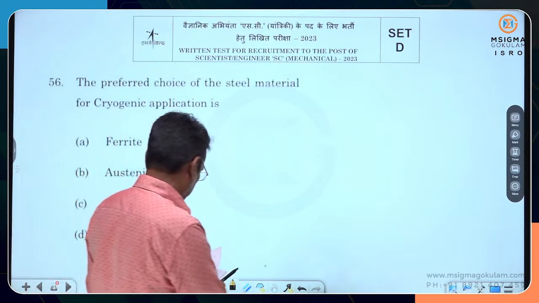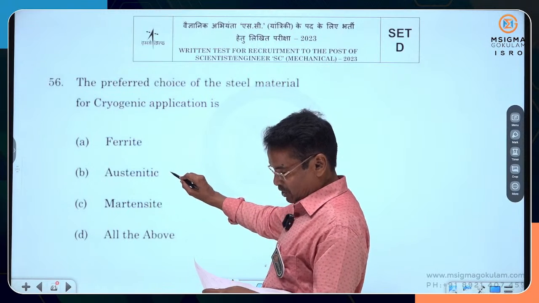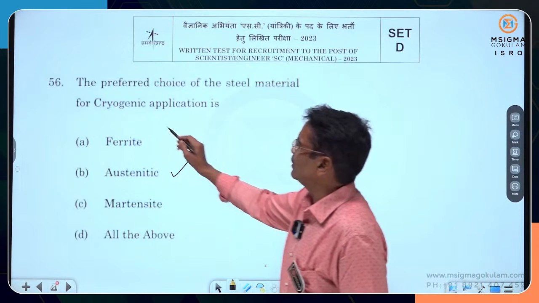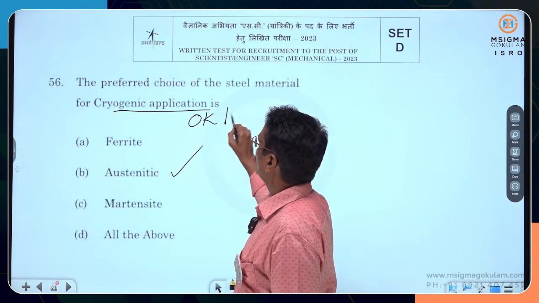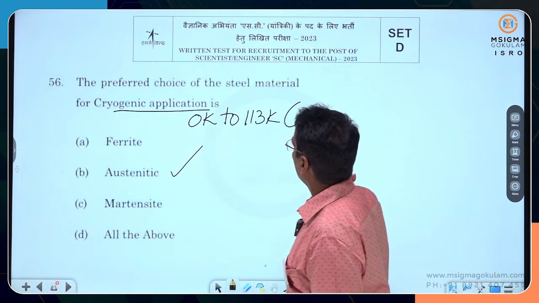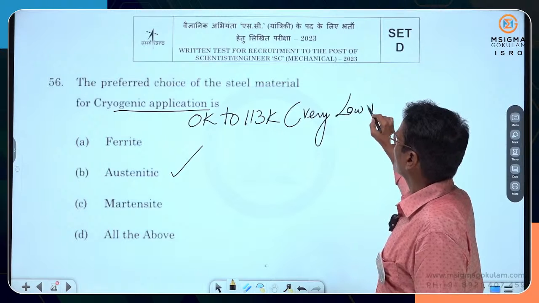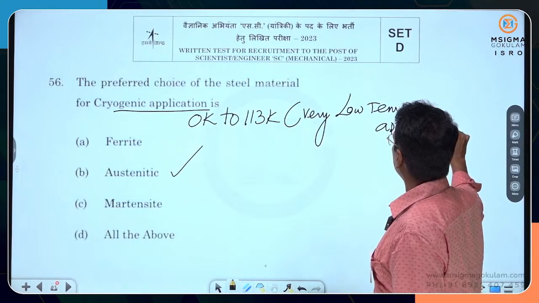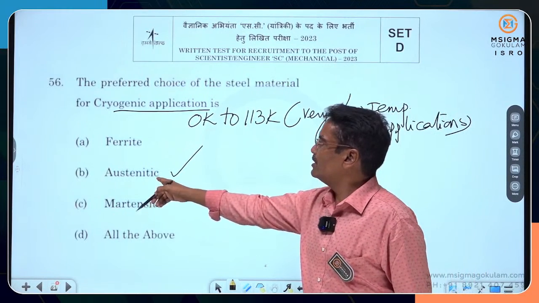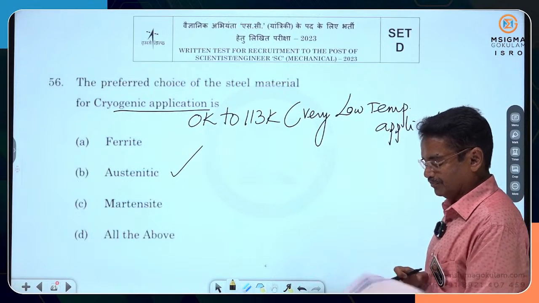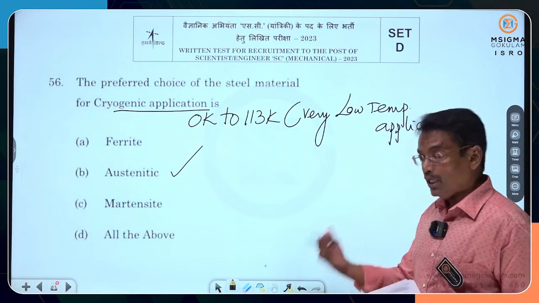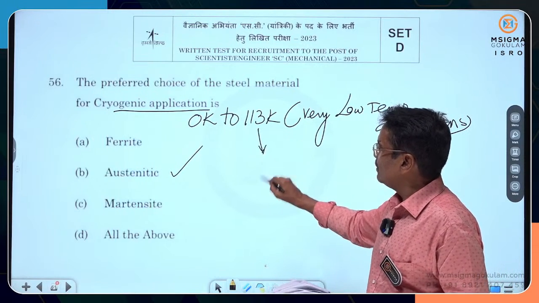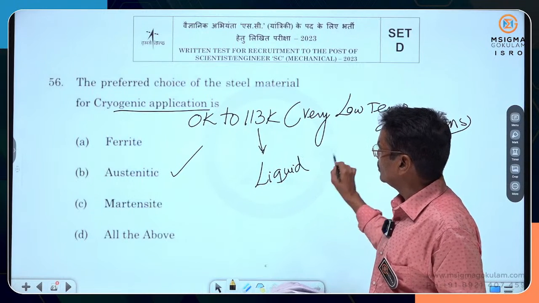The preferred choice of the steel material for the cryogenic cover is austenite. Preferred choice, because of the very low temperature. Cryogenic applications means 0 Kelvin to 113 Kelvin, very low temperature applications. That is called the cryogenic domain, where this steel material is the preferred choice, particularly for the storage of liquefied oxygen, etc. At these temperatures we will be storing the liquid oxygen also.